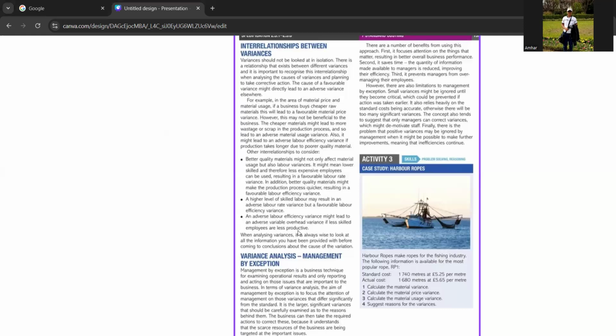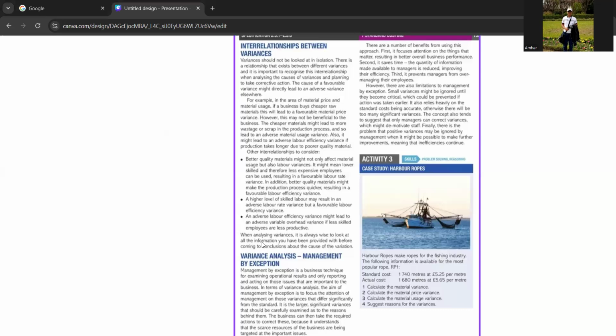So they'll be less productive also. So if they are less productive, the product overall output will also be lower. As a result, it will cause an adverse labor efficiency variance and adverse variable overhead variance. Okay, did you understand that?